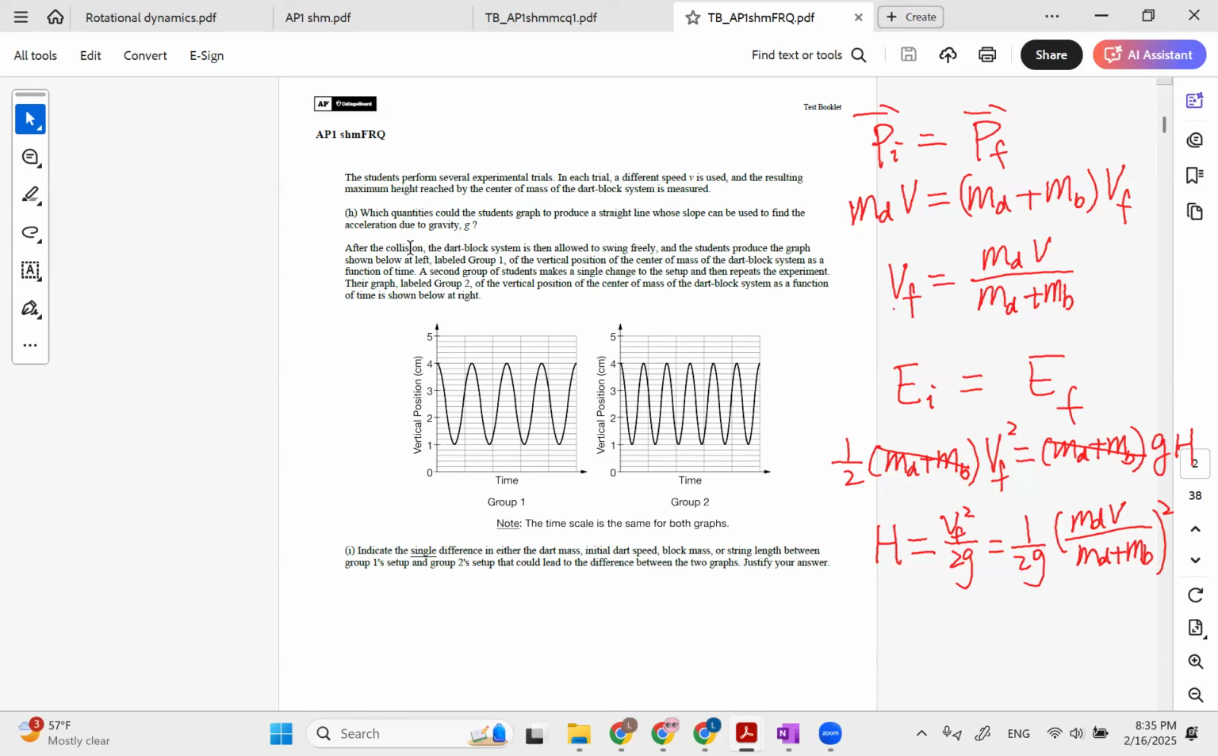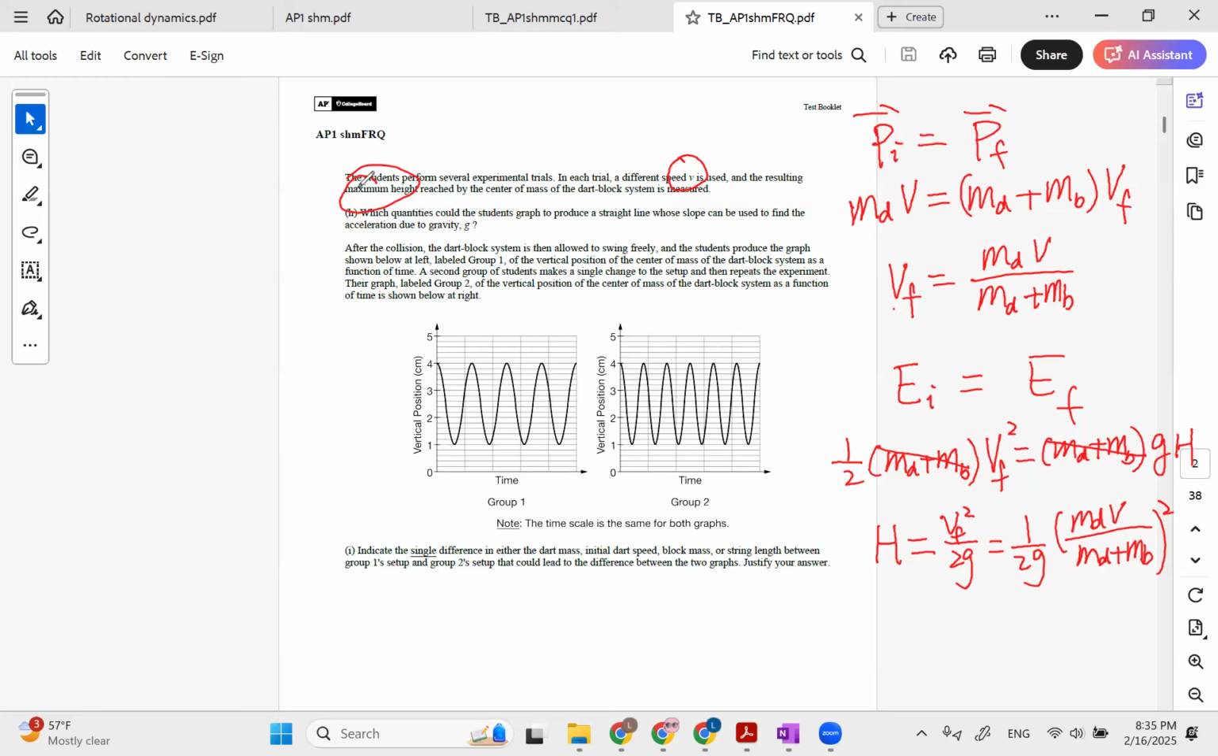The students perform several experimental trials. Each trial, a different speed v is used, and the resulting maximum height H reached by the center of mass of the dart block system is measured. Which quantities could the students graph to produce a straight line whose slope can be used to find the acceleration due to gravity g?